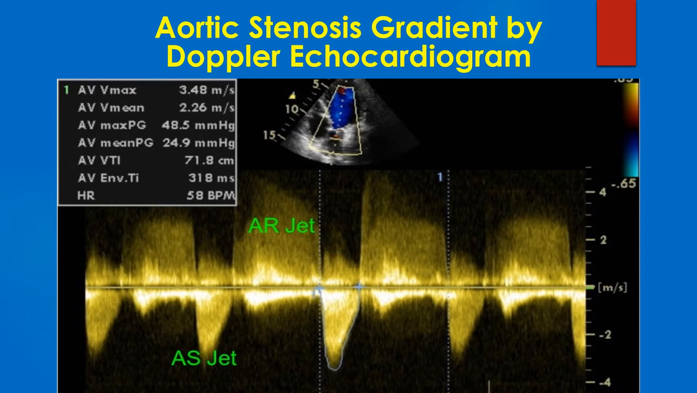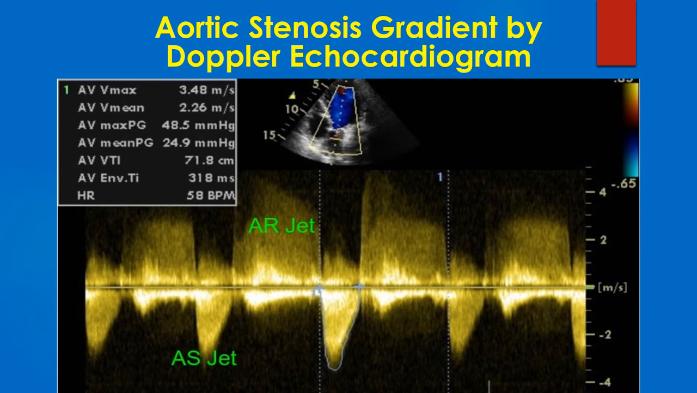AV Vmax, maximum velocity of aortic stenosis jet. AV Vmean, mean velocity of the aortic stenosis jet. AV max PG, maximum pressure gradient across the aortic valve. AV mean PG, mean pressure gradient across the aortic valve. AV VTI, velocity time integral across the aortic valve.